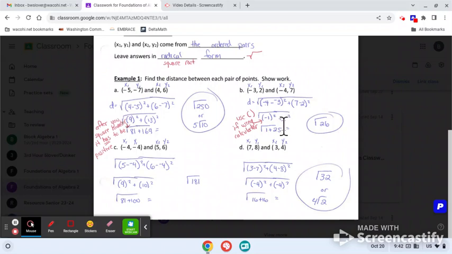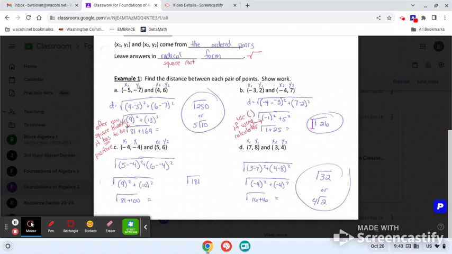And then 5 squared is 25. Add them together. 1 plus 25 gives you the square root of 26. Make sure that you put the square root of 26. Don't put 26. That is way different than the square root of 26.